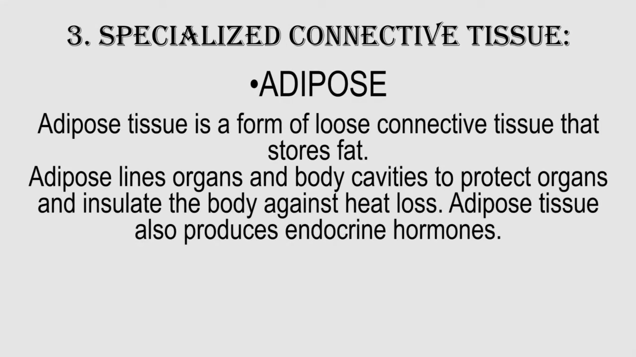Specialized connective tissue. Adipose. Adipose tissue is a form of loose connective tissue that stores fat. Adipose lines organs and body cavities to protect organs and insulate the body against heat loss. Adipose tissue also produces endocrine hormones.